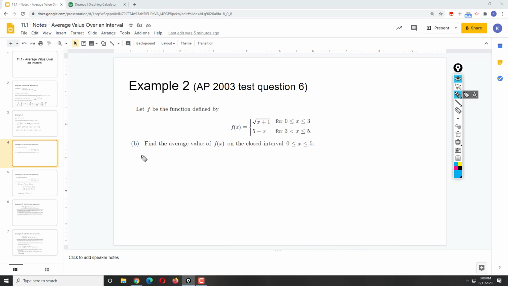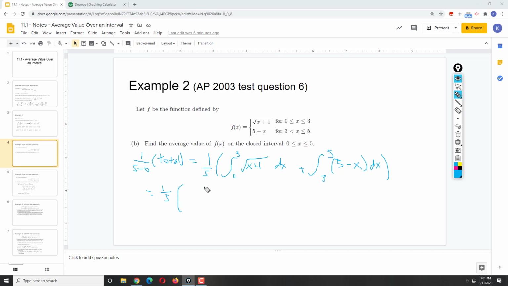So once again, our average value is going to be 1 over our interval, which is 5 minus 0, times our total. So it's going to be 1 over 5. Well, for our total, we're going to integrate from 0 to 3 our first function, the square root of x plus 1, dx, plus we're going to integrate the second piece, 5 minus x dx, from 3 to 5. So that's 1 over 5.